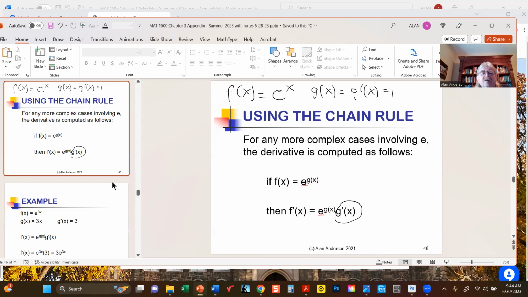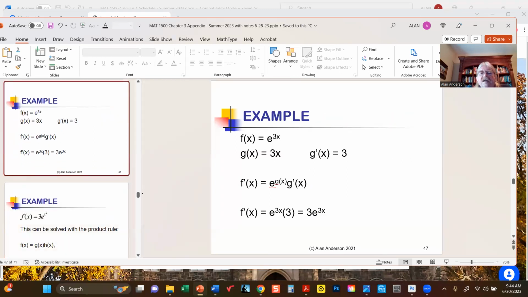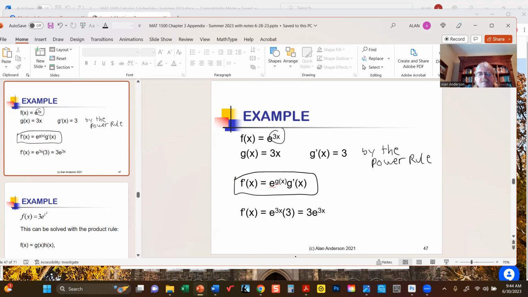All right, let's look at a simple example of this. F of x is e to the 3x. That means g of x is this exponent of 3x. And by the power rule, g prime of x is 3. All right, so this is the chain rule that applies to an exponential function. So e to the g of x is just e to the 3x. G prime of x is 3. So you just end up, and usually you rewrite these. You could leave it as e to the 3x times 3, but by convention, we typically try to put the constants up front. 3e to the 3x.